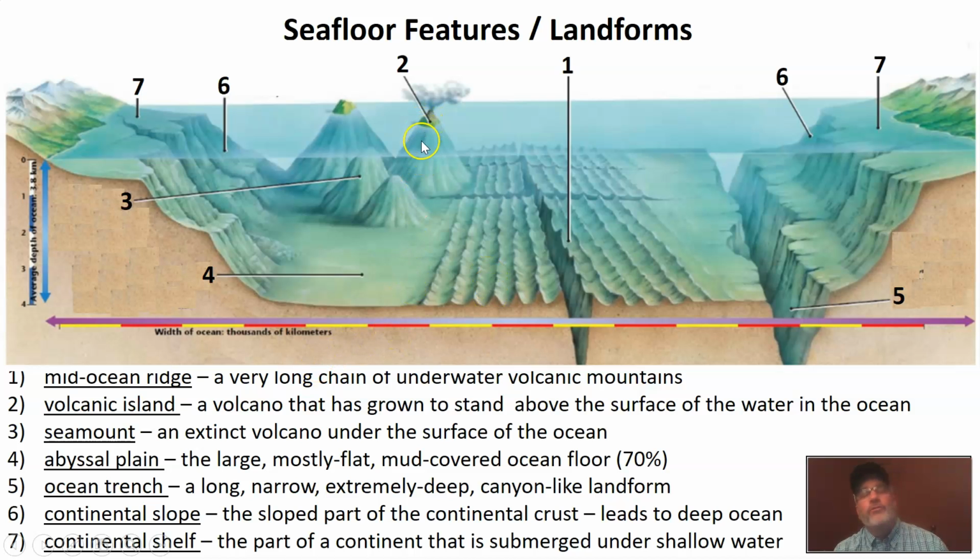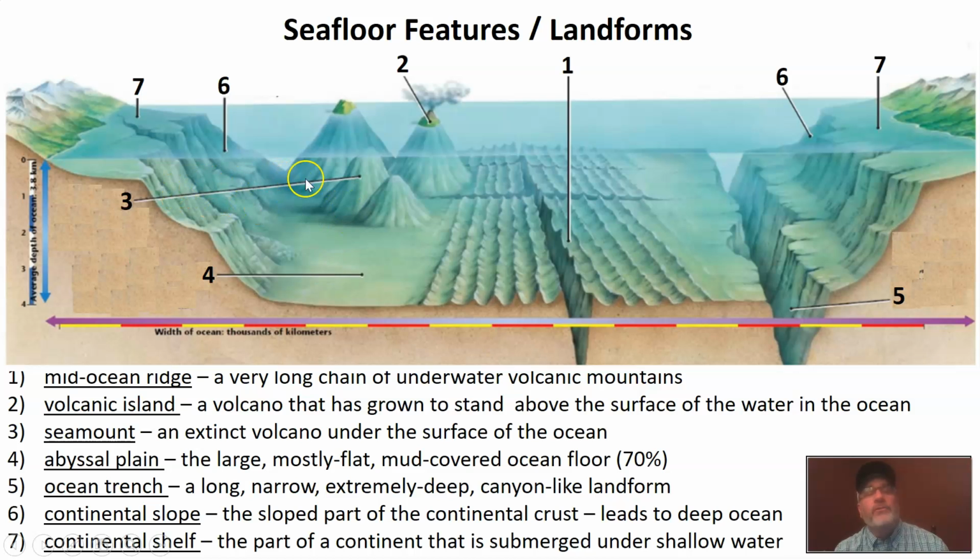Let's take a look at number two. One thing that sometimes happens, and we'll take a look at this more in just a bit, is we're going to have volcanoes that grow tall enough, erupt enough, and have enough layers to where they stand up above the water in the sea, and these form volcanic islands. So number two shows a volcanic island. Notice that most of that volcano is under the level of the sea, and just a little bit is sticking up.